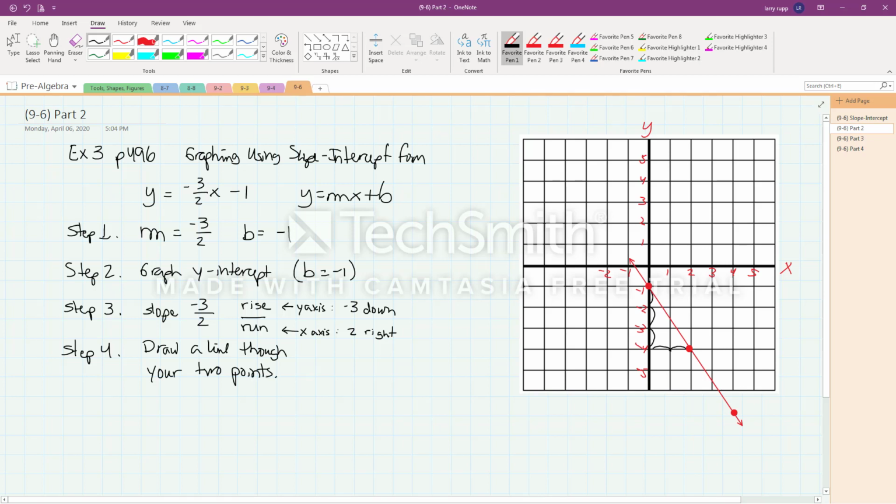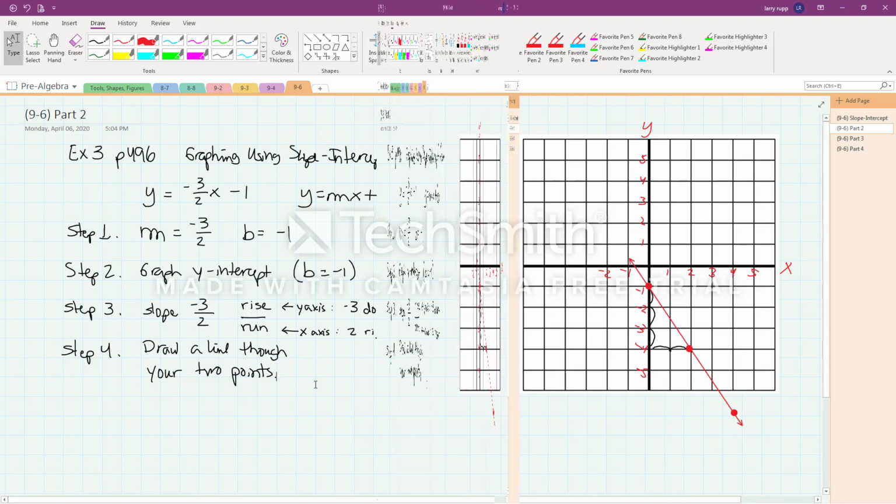Okay, now I'll make a point, no pun intended, right now. Drawing a line with 2 points is good. Drawing a line with 3 points is much more accurate. Okay, this was example 3.